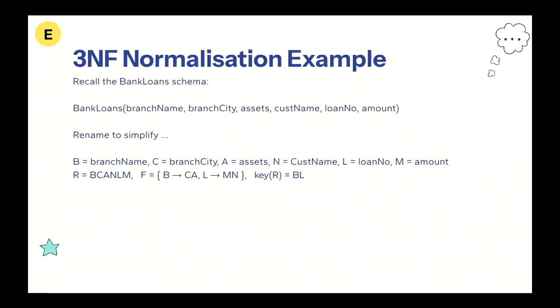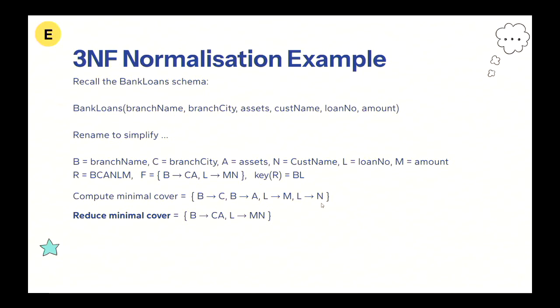So let's consider the bank loan schema again, and this time the relation is still BCNL and M, and the functional dependencies are B determines C and A, L determines M and N, and the key is still made up of B and L. And this time we try to compute the minimal cover of the functional dependencies first. The minimal cover in the canonical form is like this. It's quite obvious. We can just do the first step, and it is already a minimal cover. We don't need to remove redundant attributes or redundant functional dependencies here. So in the end, we have B determines C, B determines A, L determines M, L determines N.